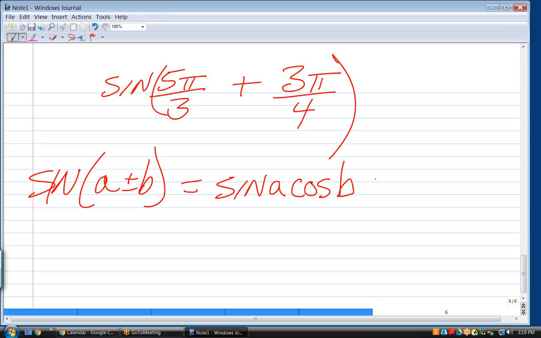Now, is my sign the same or is it different? It's different. It's the same for sine. How so? It's different for cosine. In other words, for cosine plus minus becomes minus plus. But for sine, these signs stay the same.